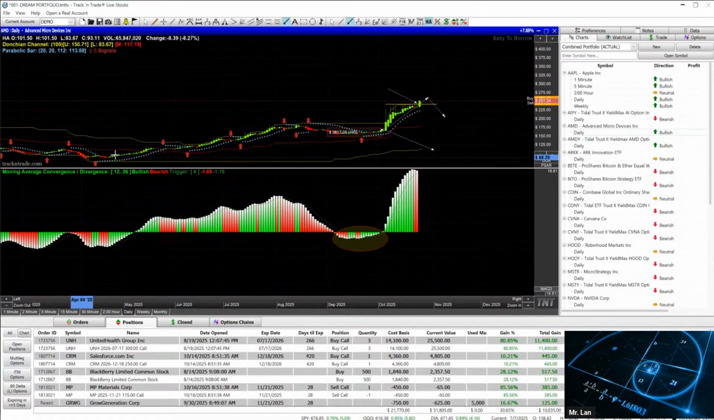Break, break, break. That's what those blue lights are there to do, to tell you when it's probably going to break those blue lights. When it breaks the blue lights, that's where you can look to see if you can get in for the next rally up. Okay, buy the dips. Buy the dips. Don't buy the rallies. You'll build your upside down pyramid. Buy the dips.